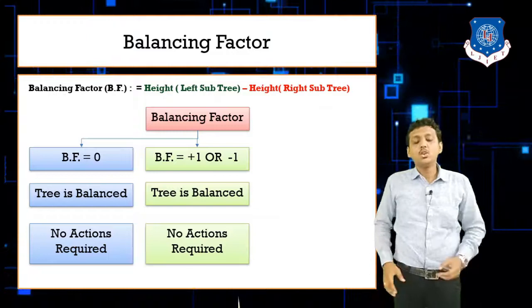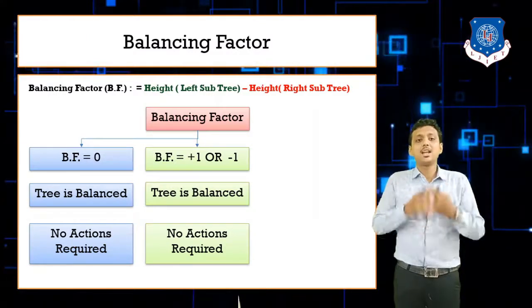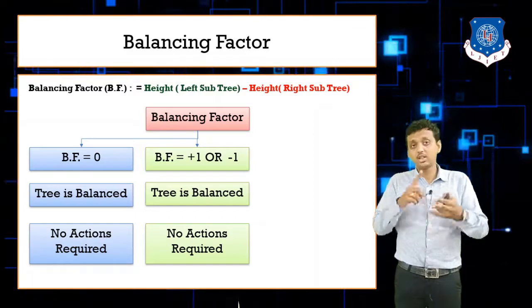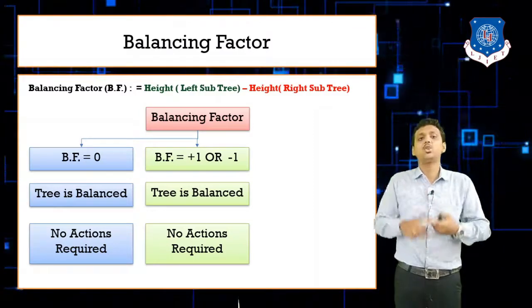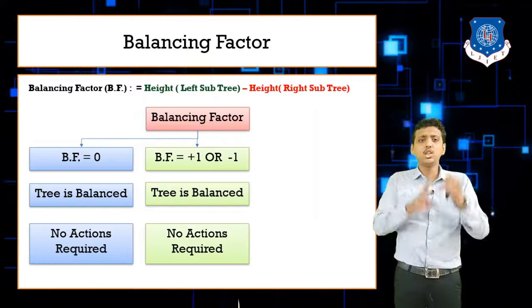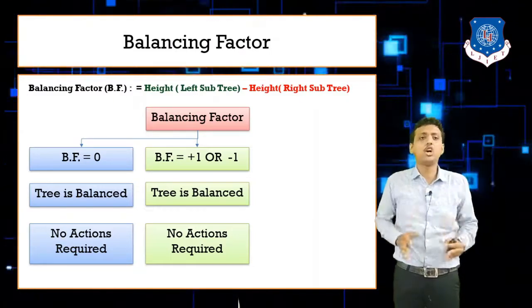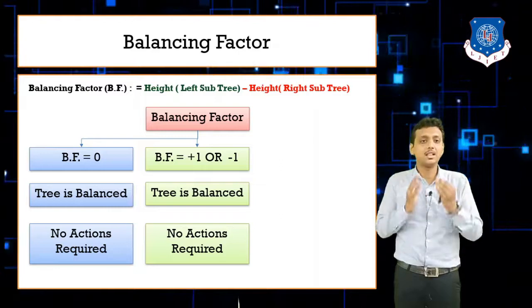Either your tree has balancing factor 0, 1 or minus 1. You should not need to take any action on that tree because your tree is a balanced tree.